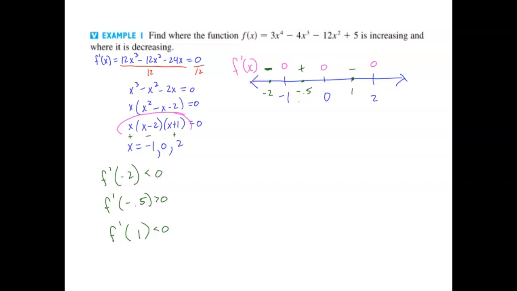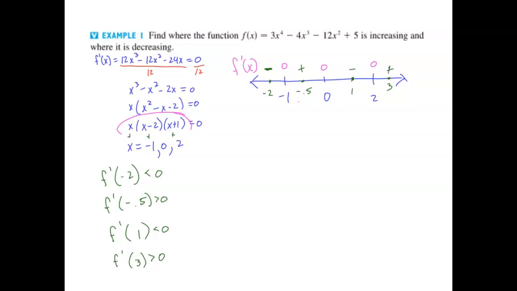Last one, let's choose something over here, maybe 3. So f prime at 3. All right, so x would be positive. This is positive. This is positive. Positive times positive times positive is positive. So greater than 0. All right.